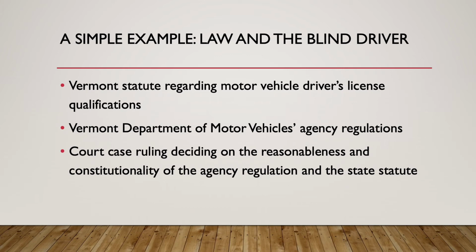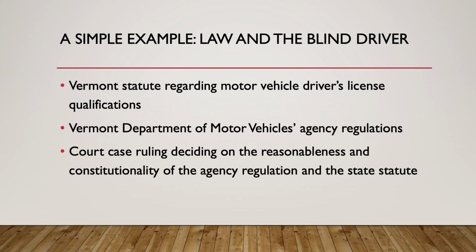Here is a very simplified example of how statutes or laws of the legislative branch, agency regulations of the executive branch, and court case rulings all work together. I'll give you an example, and that is the example of myself, who am blind in one eye. Let us say that the Vermont legislature passes a statute that says no one who is blind is entitled to have a driver's license in the state of Vermont. And the Department of Motor Vehicles is authorized to adopt regulations to make sure that this happens.